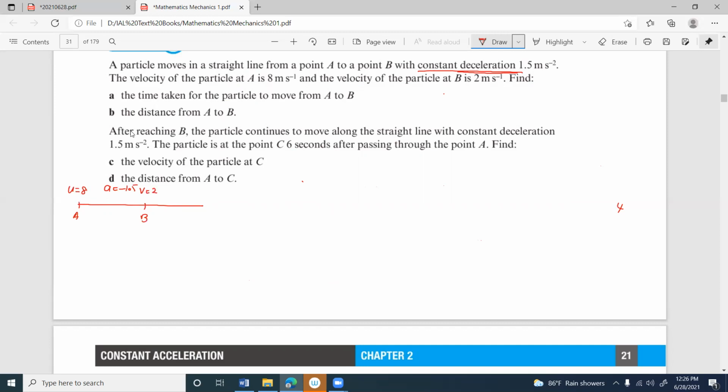Find the time taken for the particle to move from A to B. Now you know u, v, and a. We need to find the value of t. What is the relationship adjoining u, v, a, and t?